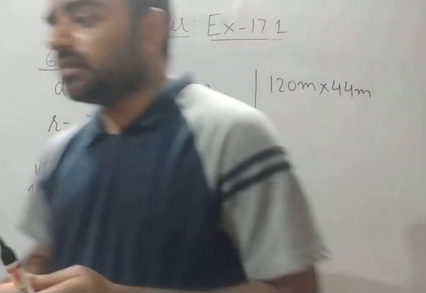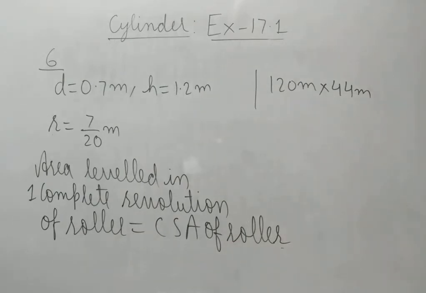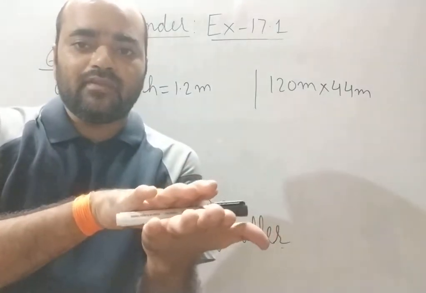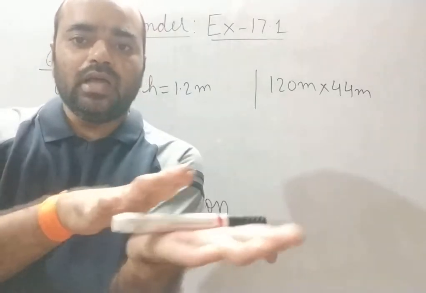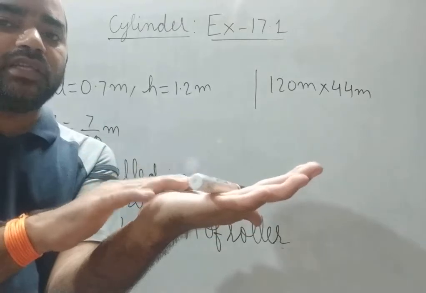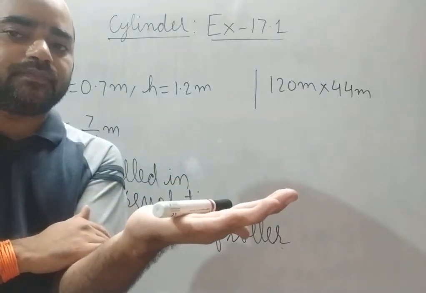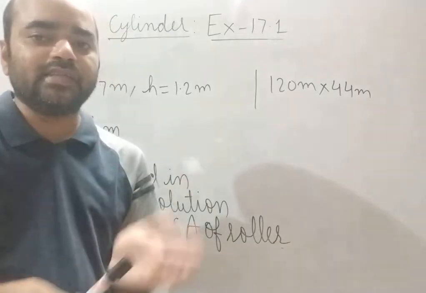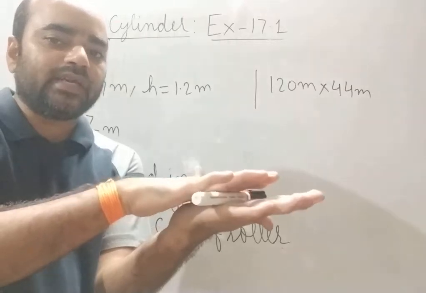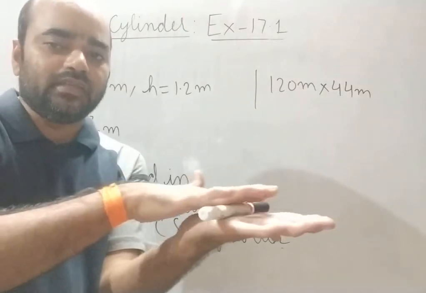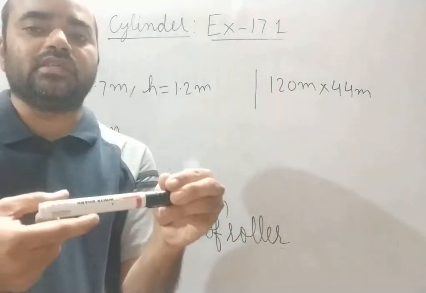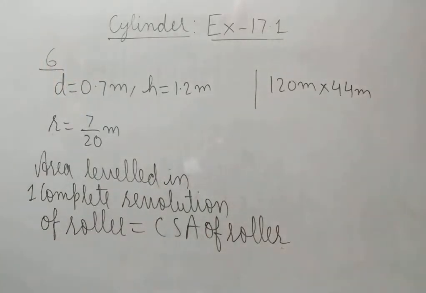Why? You will see, suppose we are using this roller. When you are going to level any surface, which surface of the roller is in contact with the ground or field or park? That is this surface. This surface means curved surface area. Understood? So this is the concept.